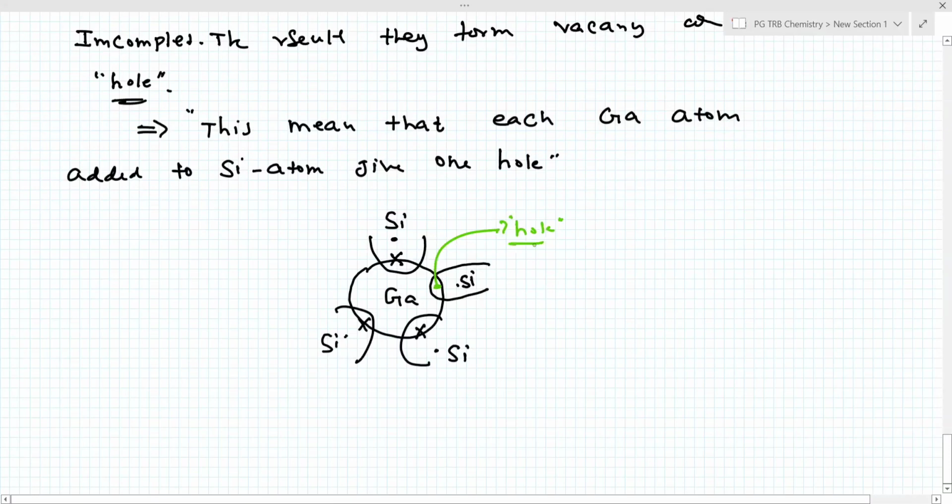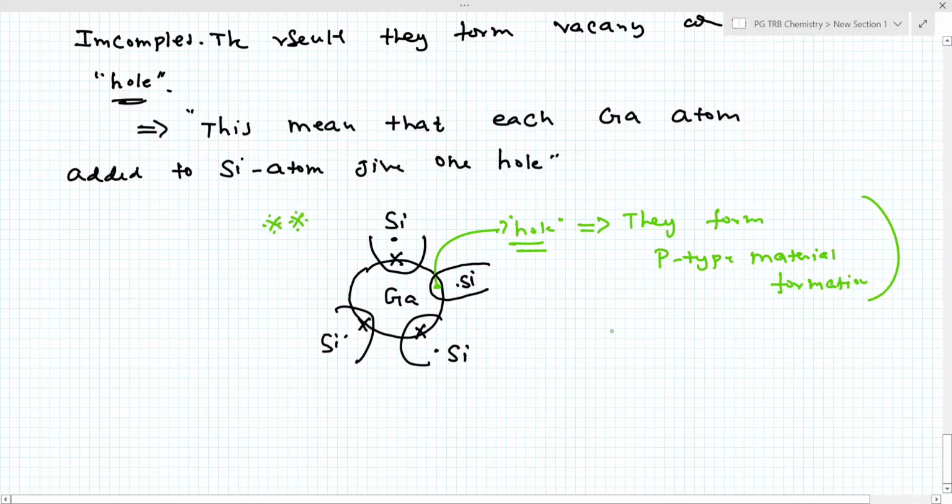Because gallium has only three electrons, the fourth bond cannot be formed, so they create holes. These are positive holes. Therefore, it is a P-type semiconductor. You got the point? Now these are holes. They form P-type material formation.